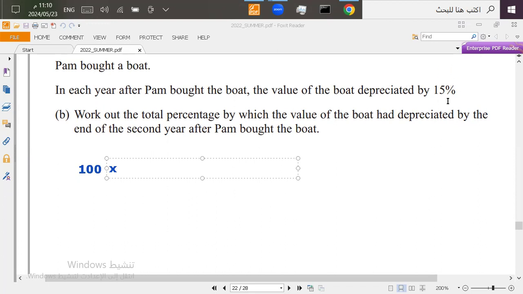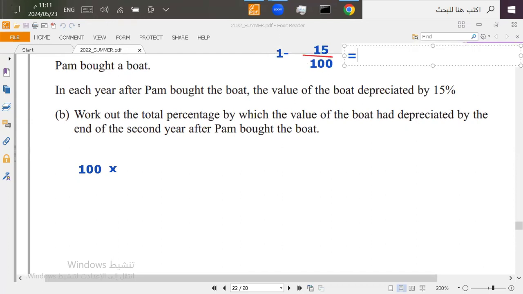Now, how do we find the multiplier? We're going to take the 15 divided by 100. We're going to find the depreciation multiplier. Because it's depreciation, we're going to subtract it from 1. So we're going to say it's 1 minus 15 over 100, and the answer will be 0.85. So this is the multiplier of a 15% decrease.